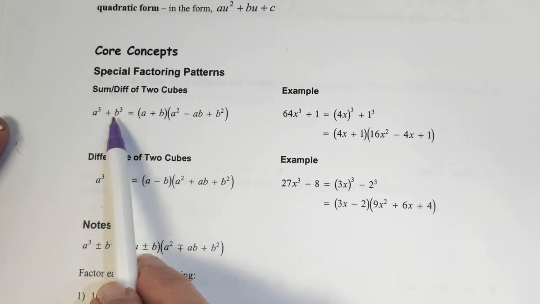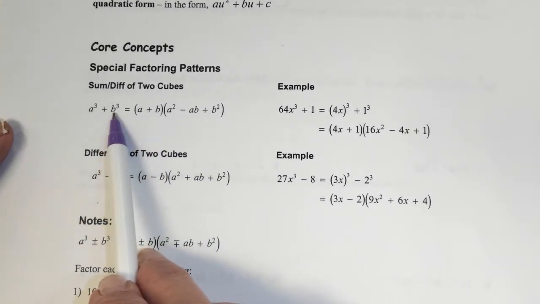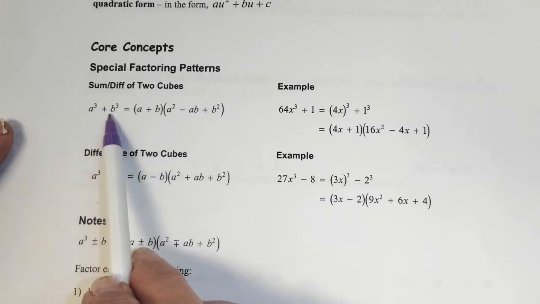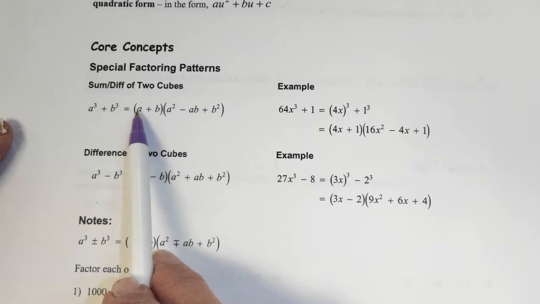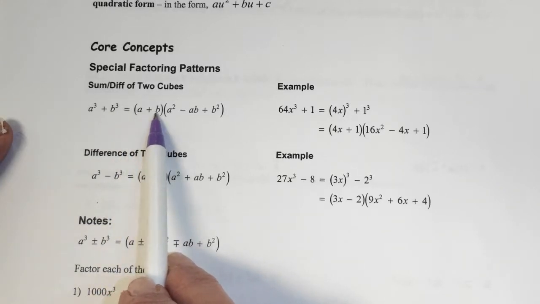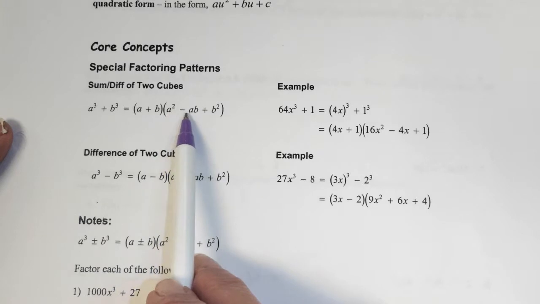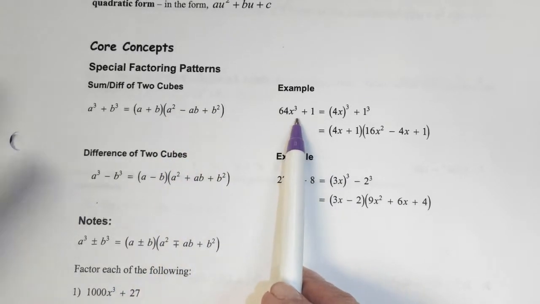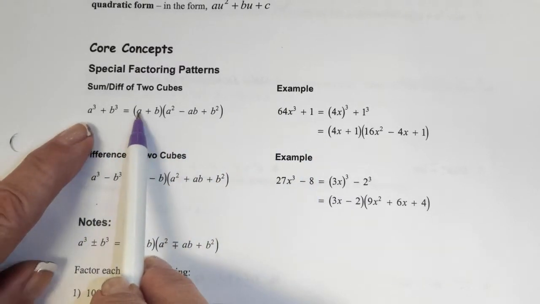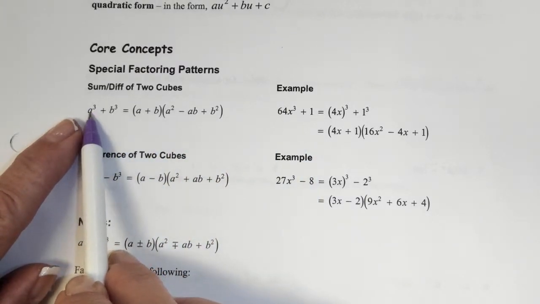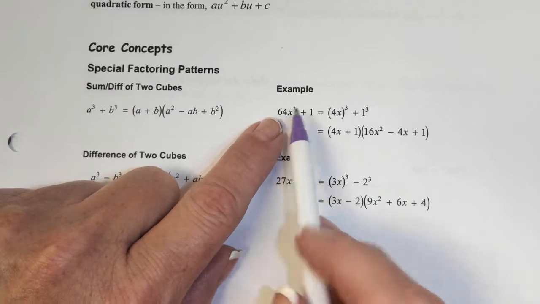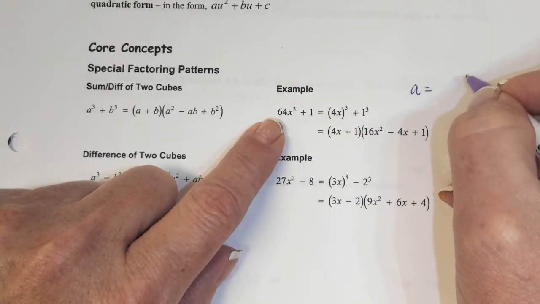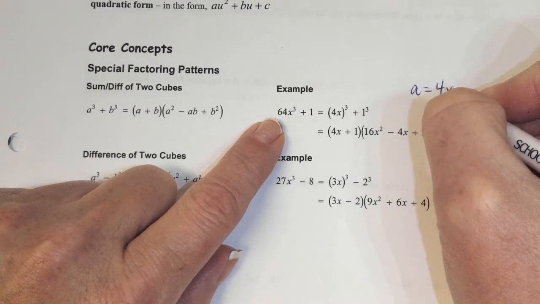Sum and difference of two cubes. This is a type of factoring you probably haven't done. If we have a cubed plus b cubed, that's going to factor into a plus b times a squared minus ab plus b squared. Looking at this example, a is always going to be the cube root of the first term. What is a going to be in this case? The cube root of 64, so it's going to be 4x.